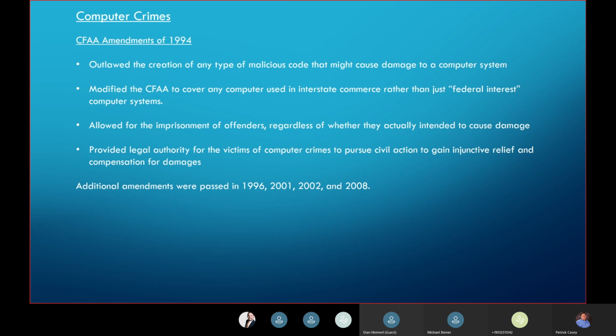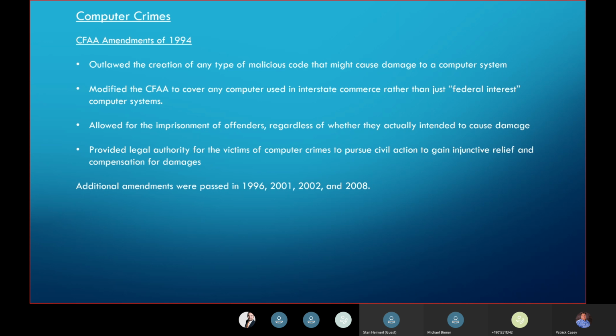Amendments to the CFAA in 1994 outlawed the creation of any type of malicious code that might cause damage to a computer, such as malware, viruses, worms, you name it. They modified the CFAA to cover any computer used in interstate commerce rather than just federal interest computer systems. So first they focused on the federal machines, the financial machines. And now they're focusing on, okay, whenever things happen between states in our country, we have to make sure we have laws around that as well.